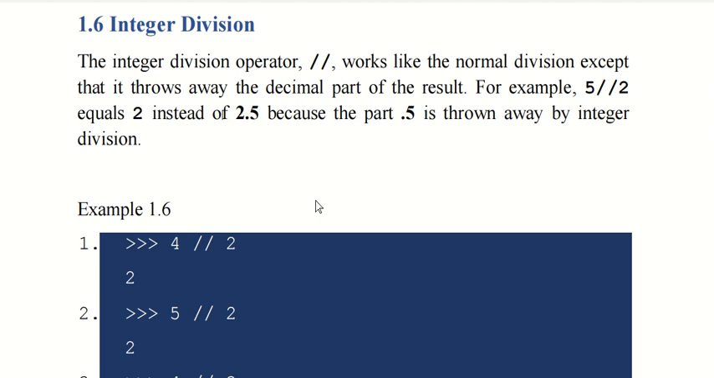We normally know that 5 divided by 2 is 2.5, but if you use an integer division to perform such a division, the result is going to be 2, not 2.5, because the decimal part 0.5 will get thrown away.